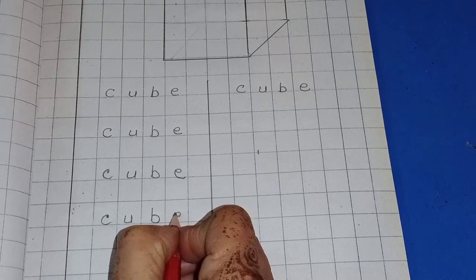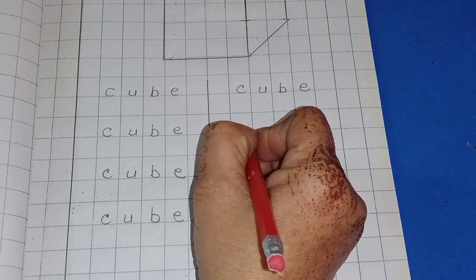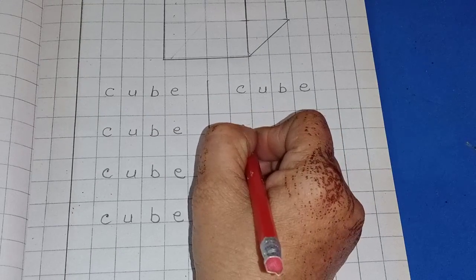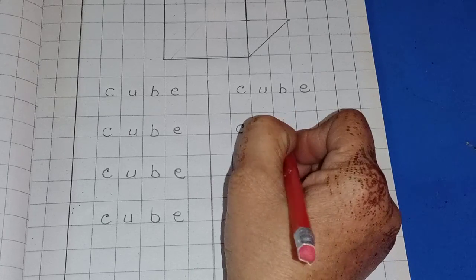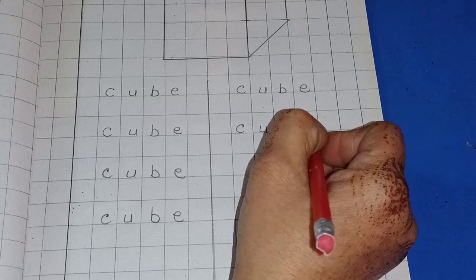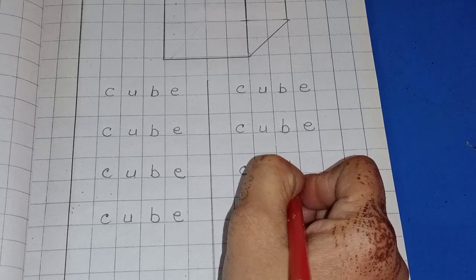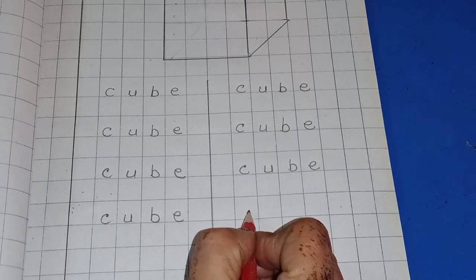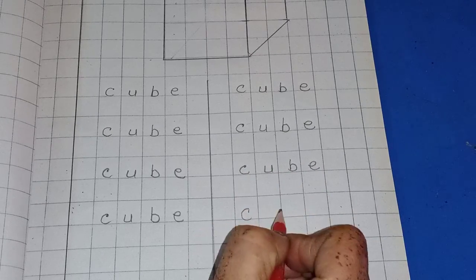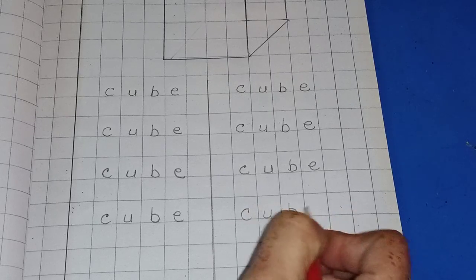C-U-B-E, cube. Now write here the spelling of cube by leaving one line. And the spelling of cube is C-U-B-E, cube. Now write it again. The spelling of cube, C-U-B-E, cube.